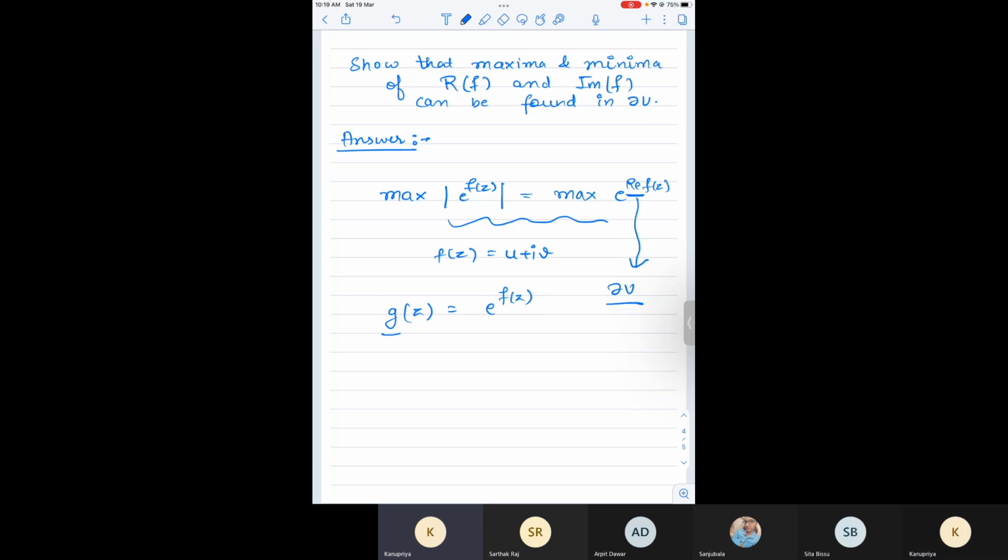Is it fine? And for the imaginary part, what is the idea? We have to choose z equal to e to the power minus iota f z. Yes, right, e raised to power. Now we can choose e raised to power minus f z. Then this same argument will work for the imaginary part of f.